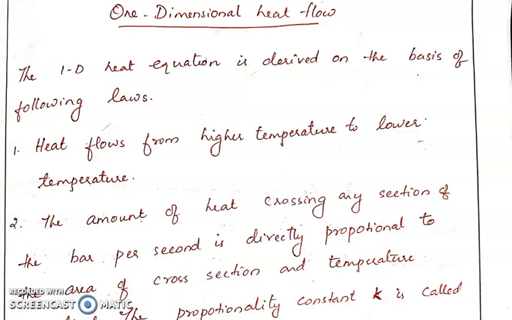Here we consider the derivation of the one-dimensional heat equation. The one-dimensional heat equation is derived on the basis of the following three laws. The first one is that heat flows from higher temperature to lower temperature.